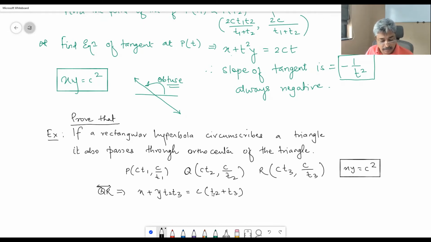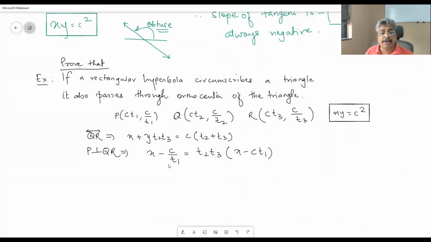Equation of line passing through P perpendicular to QR should look like y minus c upon t1 is equal to t2 t3 inside bracket x minus ct1. Just check, I am just running through this proof because it is easy. This is the perpendicular line passing through P: y minus y1 is equal to m into x minus x1.